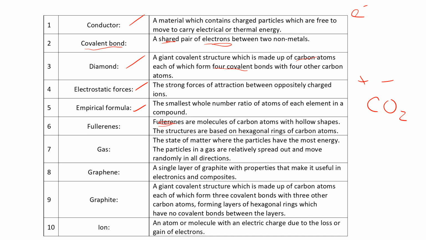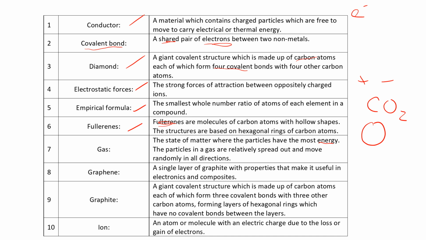They are molecules of carbon atoms with hollow shapes. The structures are based on hexagonal rings of carbon atoms. Looks a bit like a football, really. A fullerene. The state of matter where the particles have the most energy, so gas, liquid, solid.